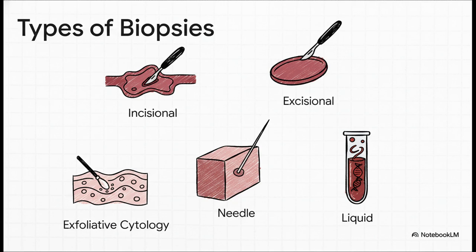And of course, there are lots of different ways to get these samples. We might take just a small piece or remove a whole lesion. We can use a fine needle to pull out cells or fluid. We can even just scrape cells from a surface, like with a pap smear. And now there's even something called a liquid biopsy, which can find clues right in a patient's blood.